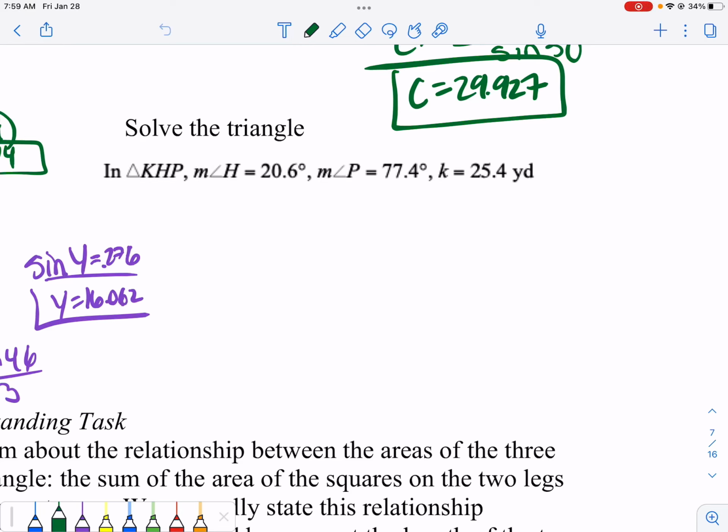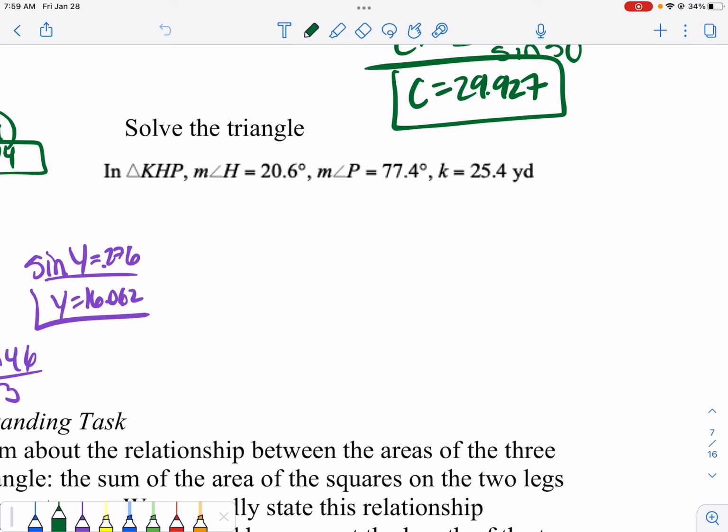So we've looked at the law of sines and found one missing piece of information, but now we want to be able to use the law of sines to find all missing pieces of our triangle. So here we have our triangle, KHP. We know H is 20.6, P is 77.4, and our K is 25.4.